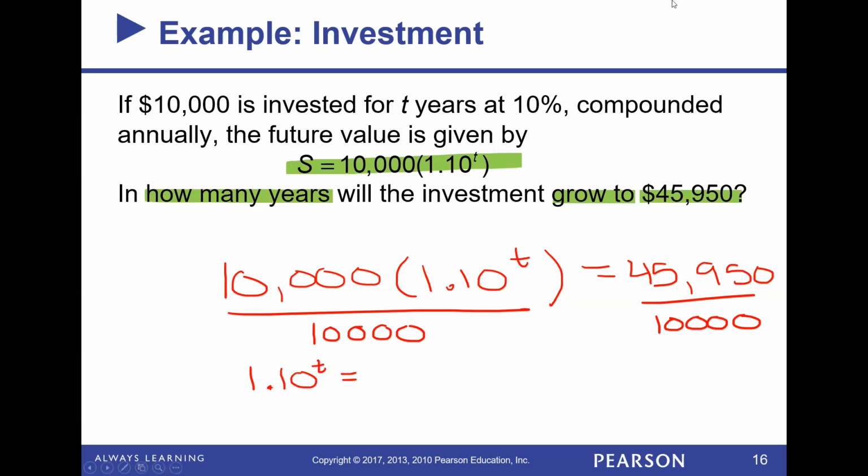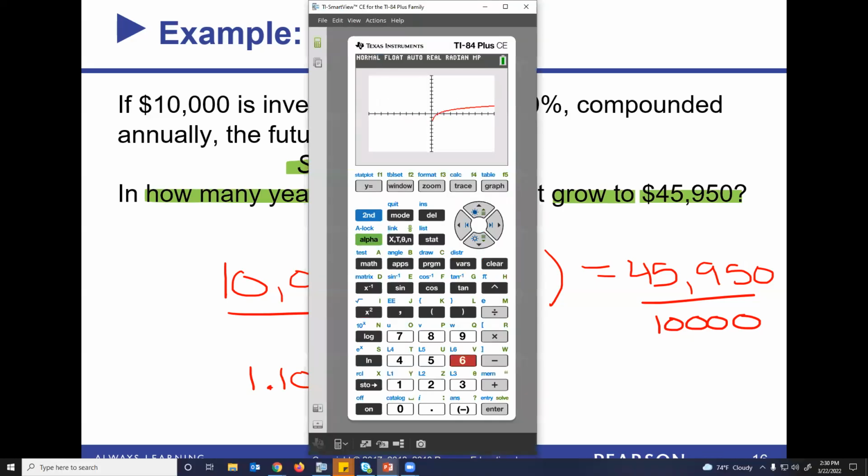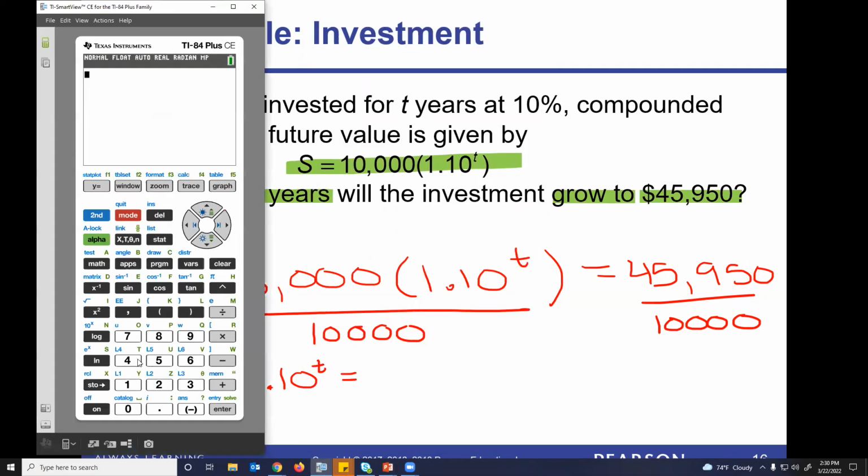Now, when I do this division here, let me pull my calculator out and actually check something. Okay. So in my calculator, again, I'm not going to plug the whole thing in there, but I'm going to at least plug in this part. I'm going to plug in 45,950 and divide it by 10,000.